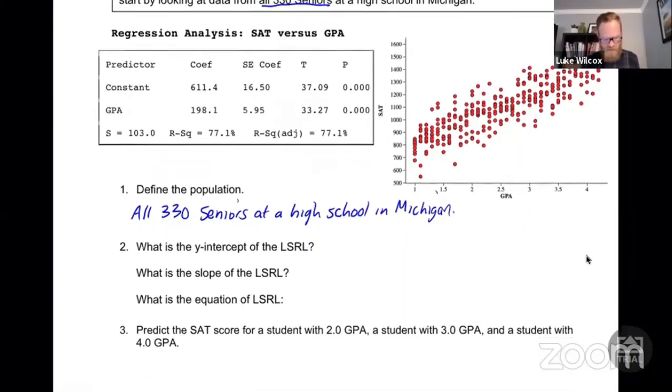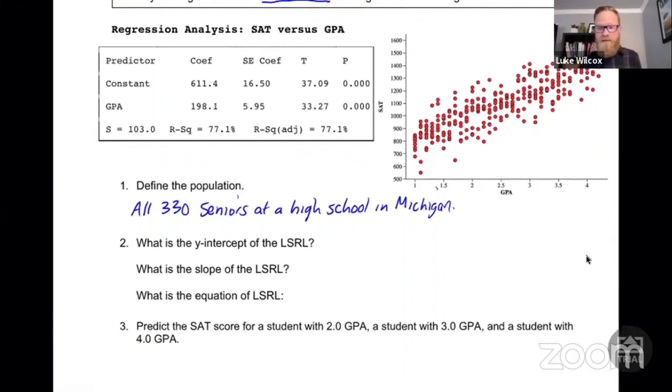Okay, the next question says, what is the y-intercept of the LSRL? And of course, LSRL stands for the least squares regression line, which we're given some information about in our computer output here. And so hopefully you know what a couple of the numbers in this computer output mean. The first one that we need is the y-intercept. And that is in fact that first number in the top left that you're given there. So we can record that the y-intercept is 611.4.